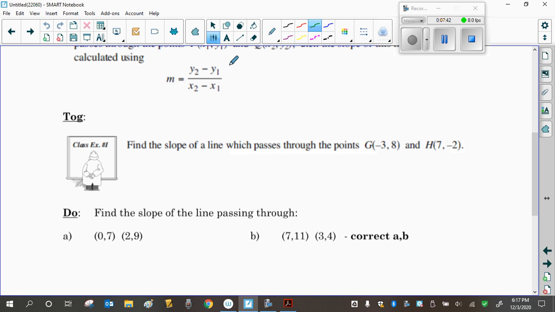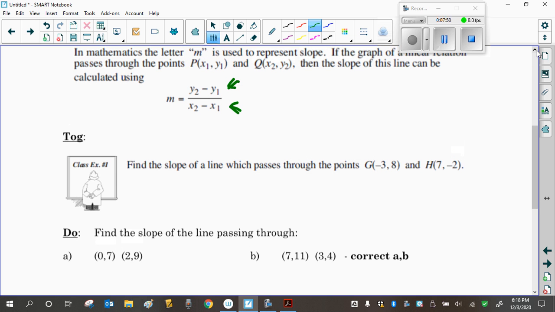You need to know that the y's go on the top and the x's go on the bottom. So you do this one subtract this one on the numerator, and this one subtract this one in the denominator. And now, yesterday we did these ones with no signs. Now we're going to have one with negatives.